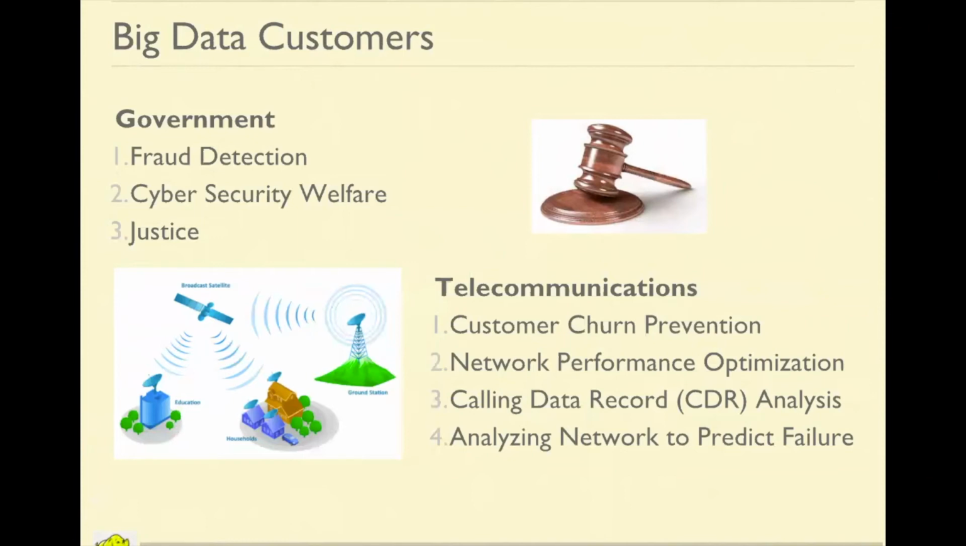What is network performance optimization? That is basically figuring out how to route the traffic to make it more performant, make it better. And that can be done based on the past history of the users. So if we figure out a pattern that in the daytime, users are generally found here and there are fewer users there, capacity planning can be done accordingly, right? Then the third one is call data record analysis. The fourth one is analyzing the network to predict failure.